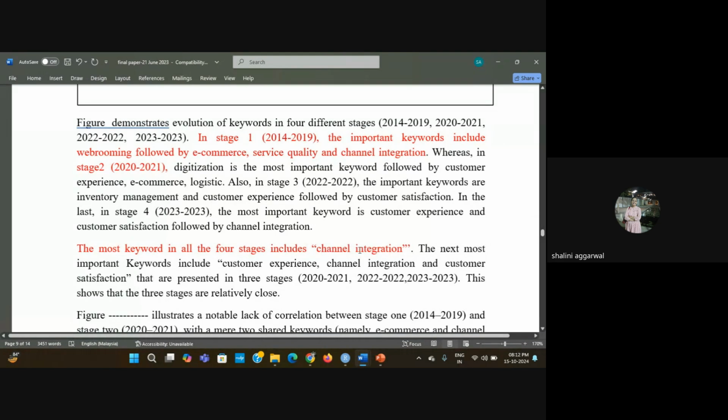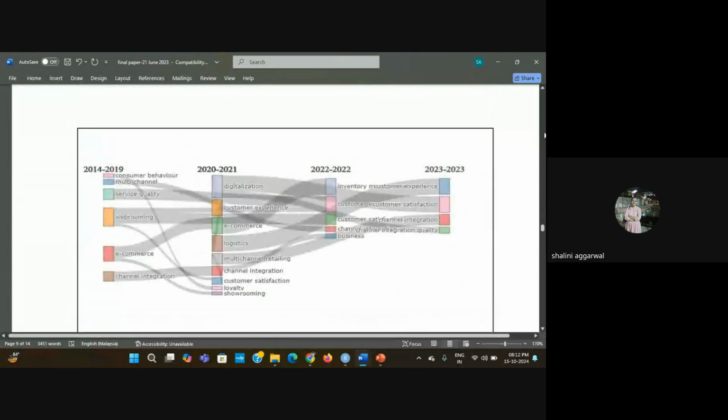So channel integration is one of the keywords that is repeated in all the stages. So you will be writing about this as well. Even you have to mention if there is any common word between this and this and this time slice, and this and this. So you can write about everything like this.